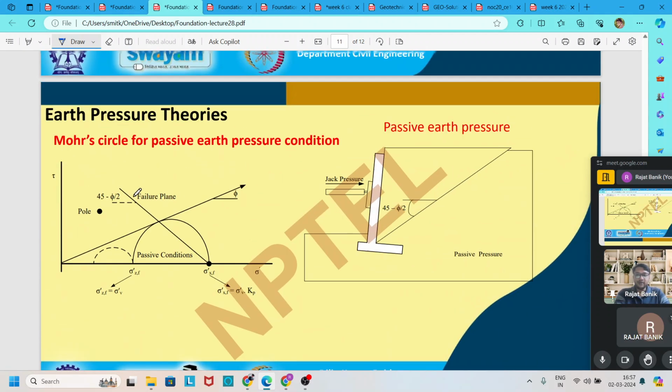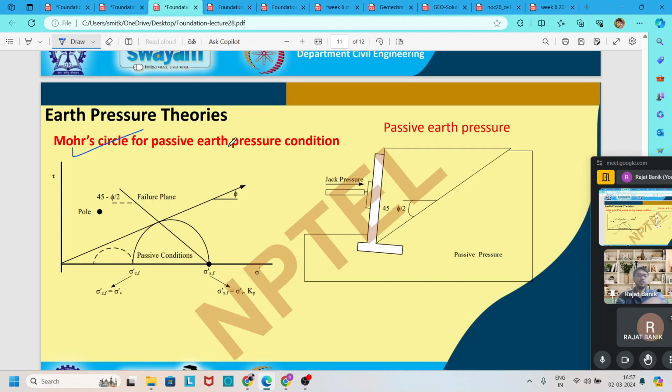Then there is the passive earth pressure case. It is the opposite of the active earth pressure case, where the wall is moving towards the backfill material. In this case, the passive earth pressure force is more than the active force. Also, the soil fails, and the failure surface making an angle with the horizontal is 45 degrees minus phi by 2, and the failure surface should intersect the Mohr circle.